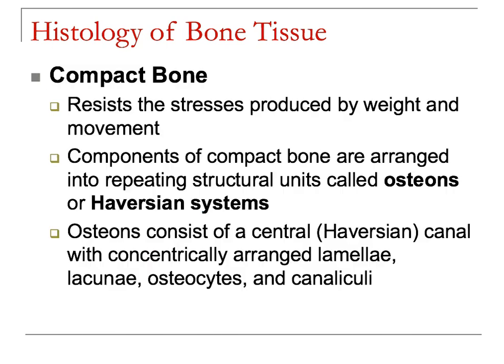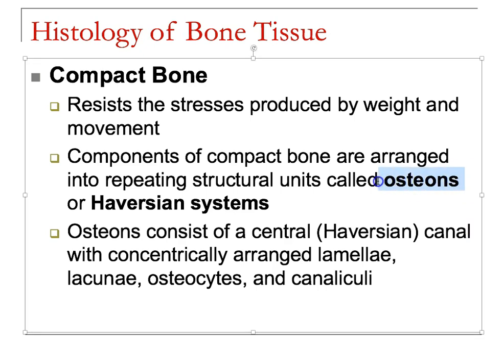Okay, so there's compact bone, which resists the stress produced by weight and movement. Okay, and they do this because they create repeating structural systems. Okay, and what you need to do is figure out how you're going to learn how to build osteons. You'll also hear me call them haversian systems because they have a haversian or central canal that is arranged with lamella around this osteon.